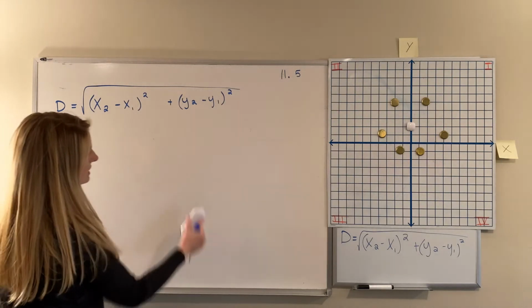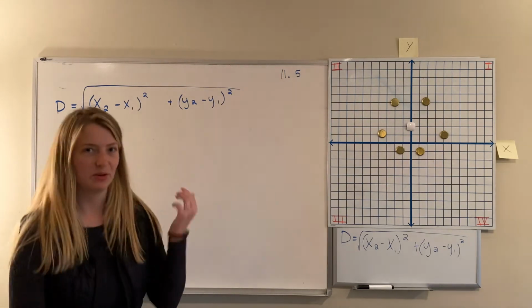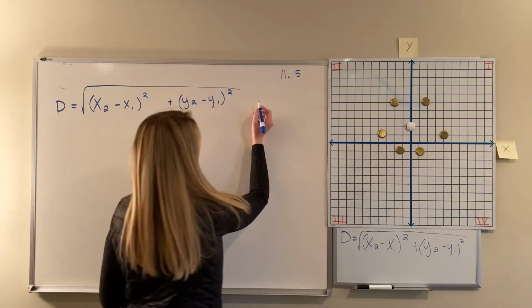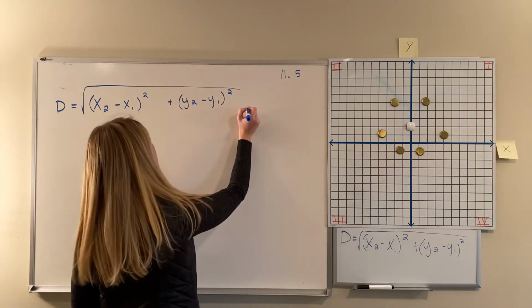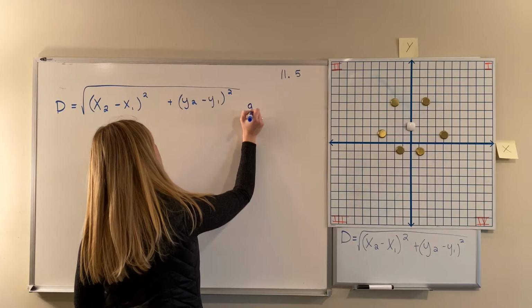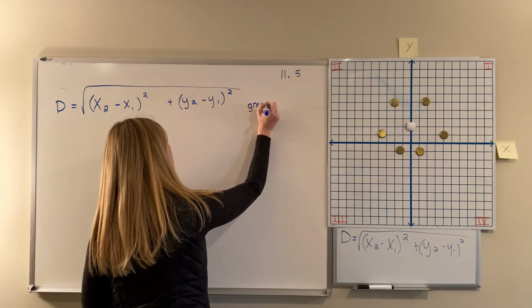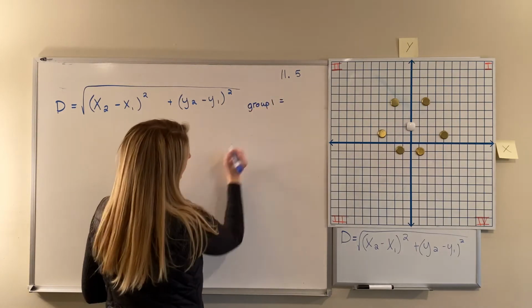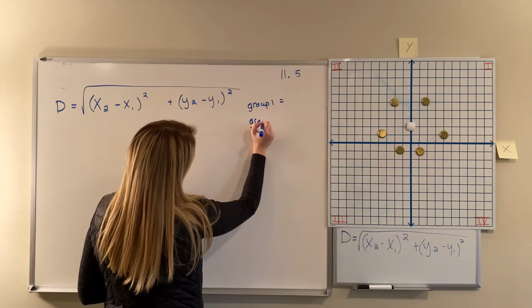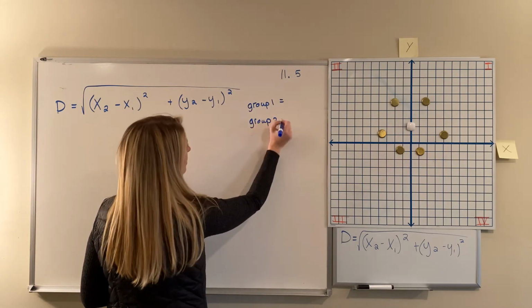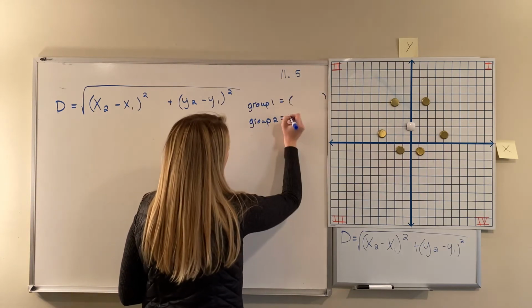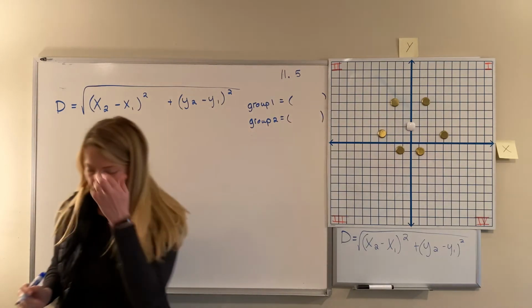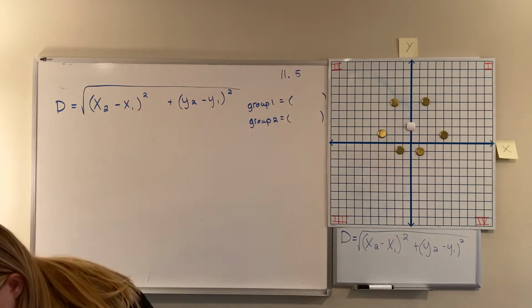Since we're doing the distance formula, before I even read the problem, I know I'm going to have a group 1 and a group 2 set. So I'm just going to go ahead and write group 1 and fill it in. Group 2 and fill in my information as it comes. And now let's read the problem together.